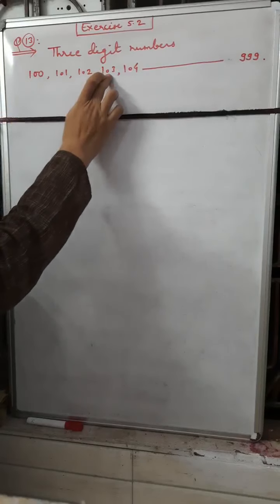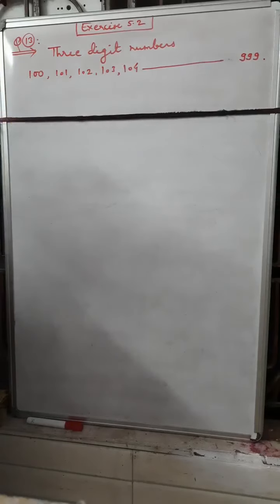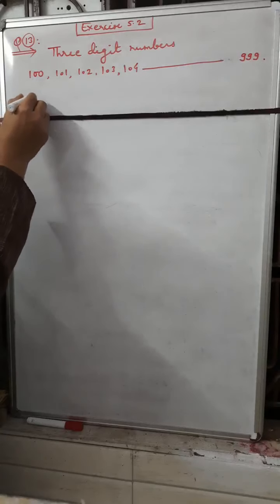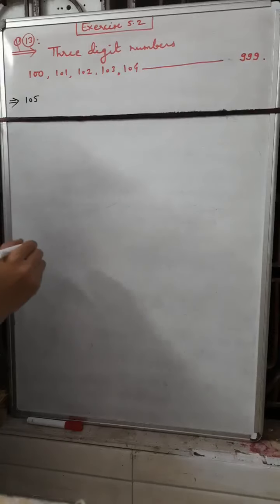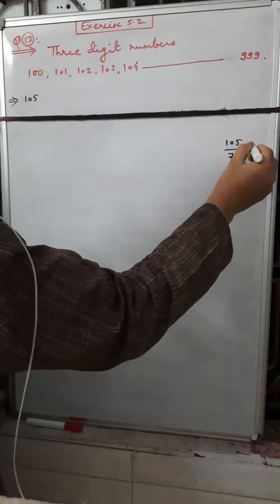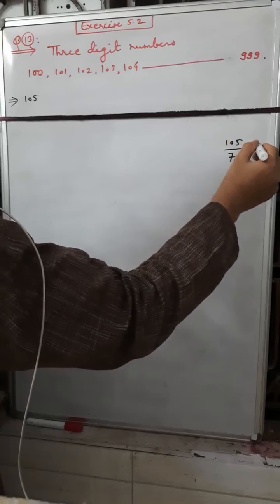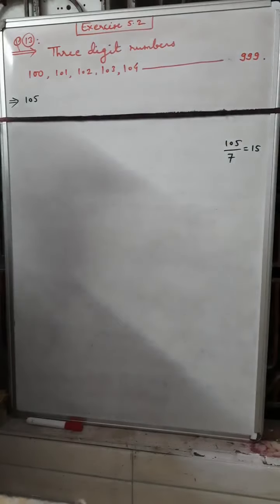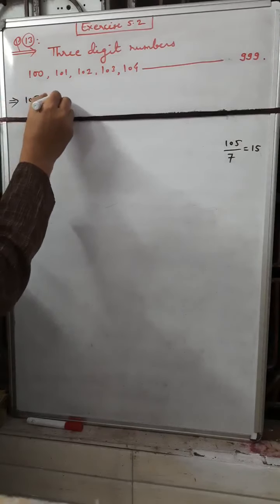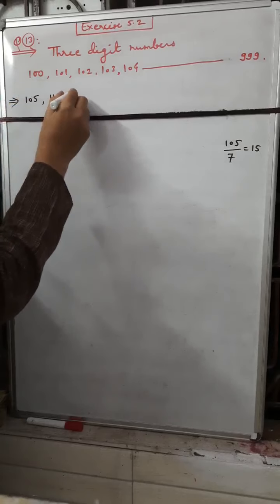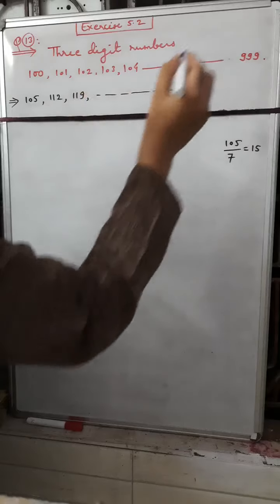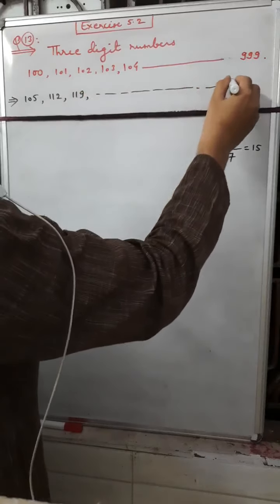100, 102, 103, 104 are not divisible by 7. So we can take the next one, 105. Definitely it is divisible by 7. So 105, if we divide by 7: 7 ones are 7, 7 threes are 21, 7 fives are 35. So we get 105, after that 112 is divisible by 7, then 119 is divisible by 7, and so on up to 999, but 999 is not divisible by 7.